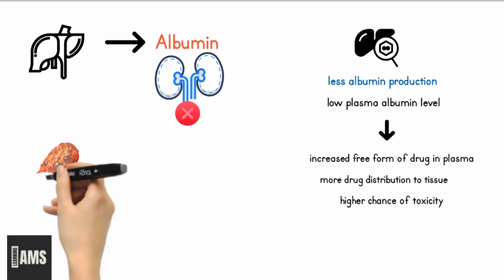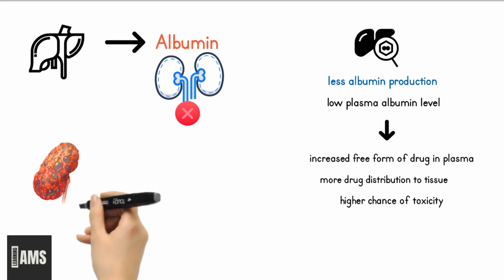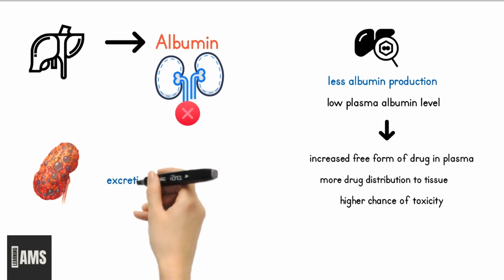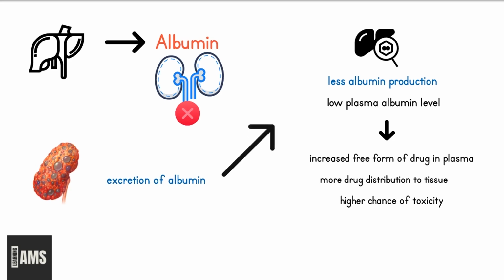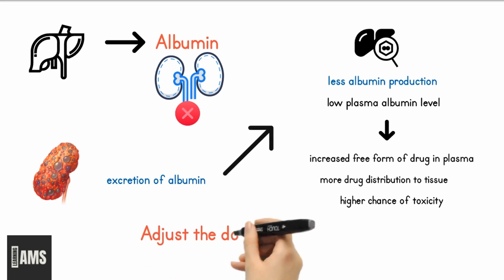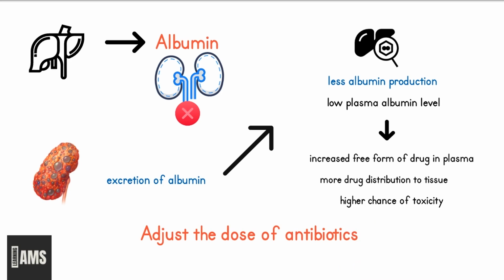Similarly, patients with chronic kidney impairment cannot prevent leakage of albumin, which leads to less plasma albumin and high free drug levels in plasma, high tissue distribution and high risk of toxicity. Therefore, dose adjustment is necessary for those types of patients.